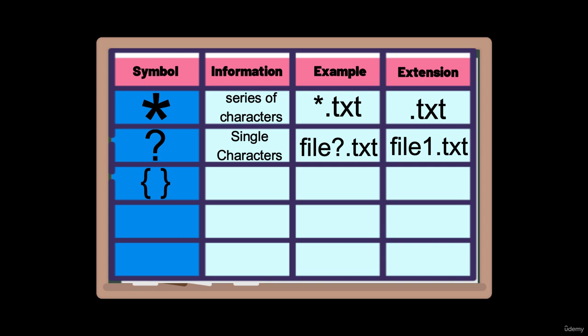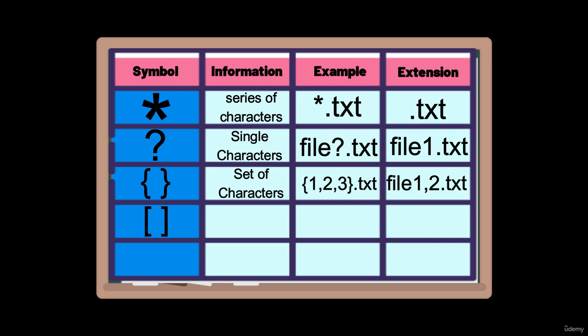Next, curly brackets. This matches a specific set of characters. For example, file and curly brackets. Inside the curly brackets, open the curly bracket 1, 2, 3, and close the curly bracket. After that .txt, it will match files like file1.txt, file2.txt and file3.txt.